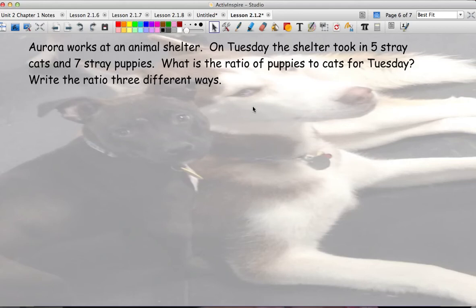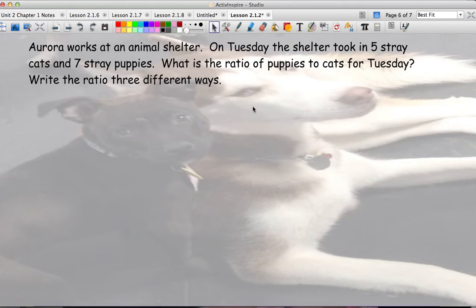So all the ones we did before were pictures. Now in this case, we're using a word problem. So Aurora works at an animal shelter. On Tuesday, the shelter took in 5 stray cats and 7 stray puppies. What is the ratio of puppies to cats for Tuesday? Write the ratio 3 different ways.